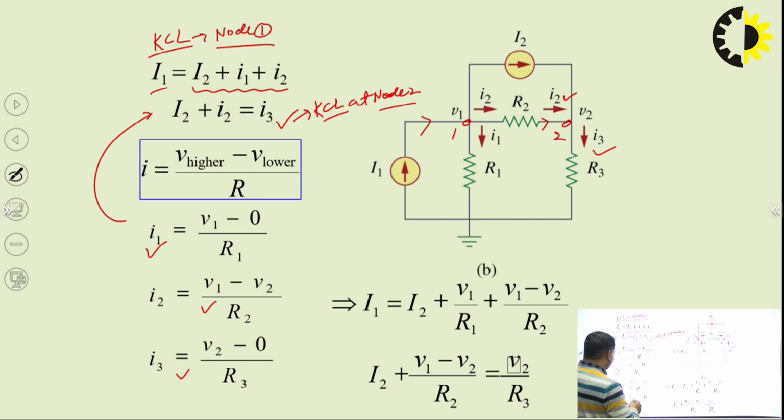Okay. So, after getting the values of I1, I2 and I3, we have to put them back into this equation and this one. After putting them in, we will get the final equation in terms of V1, V2 and V3. Capital I1 and capital I2 are known current sources.